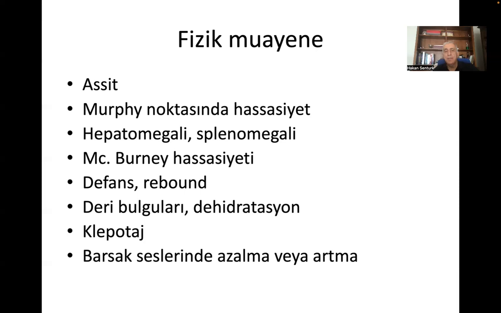Tenderness and rebound tenderness are signs of peritonitis. If dehydration is present, it may point to diabetic ketoacidosis. Presence of clapotage: clapotage means that when you put your hand on the stomach in the epigastrium and push it, there will be a churning sensation.